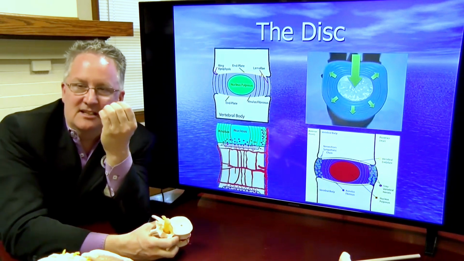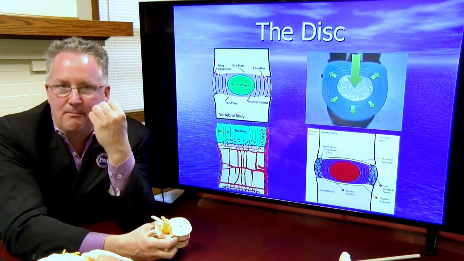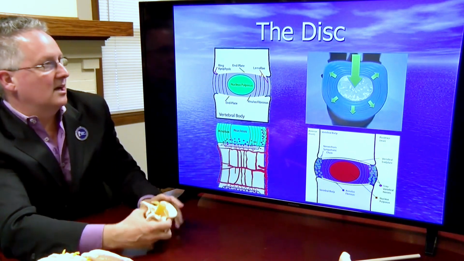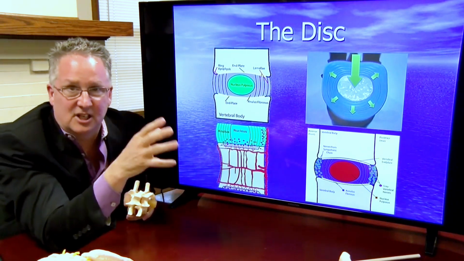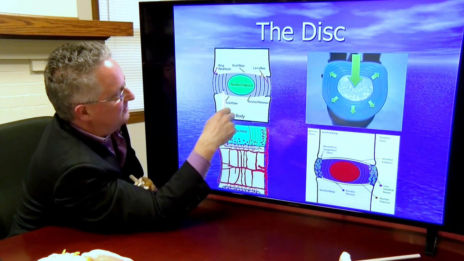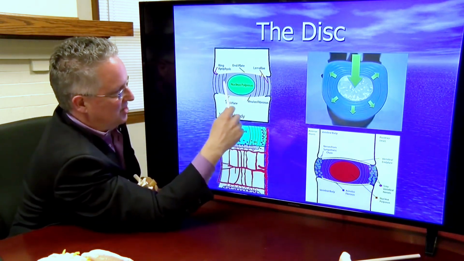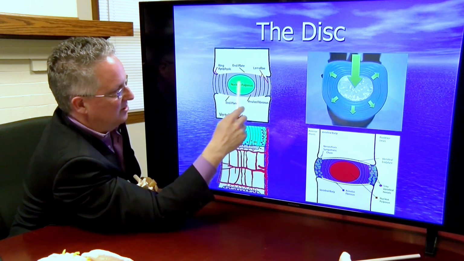And when you understand the disc, you'll understand what makes our treatment different and better. So it's very important. This won't take long. But the disc is a lot like a jelly donut in the sense that the outside of the disc, there's a thick material. We call that thick material the annulus. Inside the disc, there's a jelly-like substance we call the nucleus.